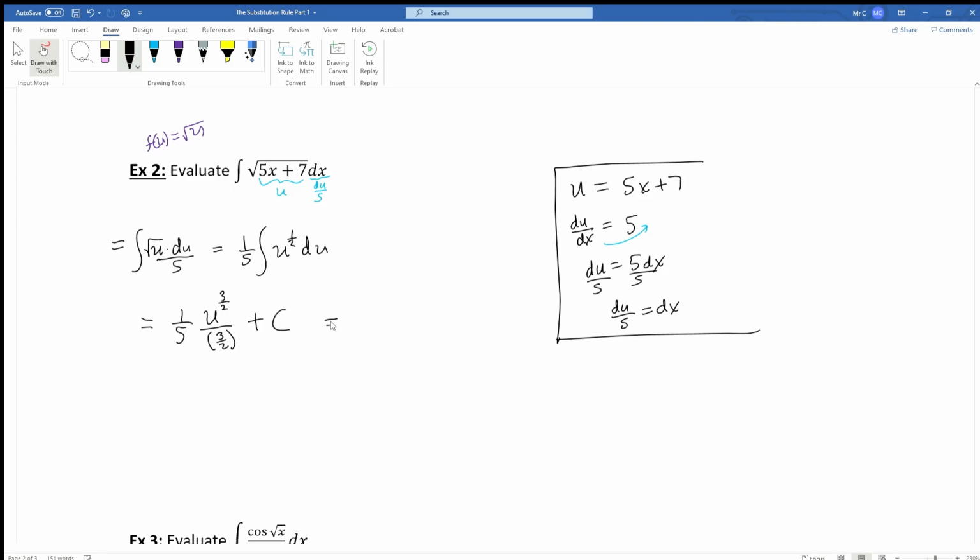All right, well, let's rewrite this a little better. This is 1/5 times, instead of dividing by 3/2, we'll multiply by 2/3. And instead of u to the 3/2, let's rewrite this as 5x plus 7 to the 3/2. We're just replugging our original value for u back into the function, and we still got that plus c. All right, lastly, this is 2/15 times 5x plus 7 to the 3/2, plus c. All right, let's move on to another example.